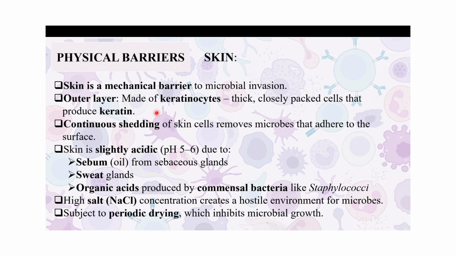So that is why constant, continuous shedding of the skin removes the microbes that adhere to the surface of the cells, and it helps in preventing any kind of microbial invasion in our body. Also, skin has a slightly acidic pH, which ranges between 5 and 6, and this acidity is due to the sebum, or the oil, which is produced by the sebaceous glands, along with sweat glands and the organic acids. These organic acids are mainly produced by the commensal bacteria, like Staphylococci. Commensal bacteria means the bacteria which usually reside in our skin.